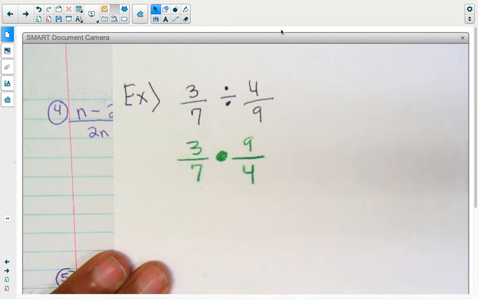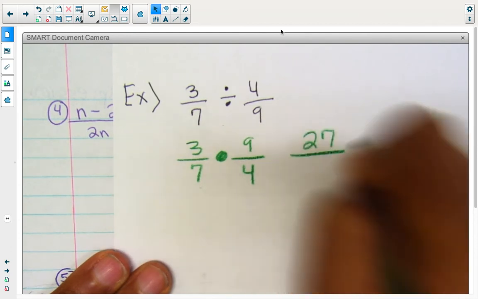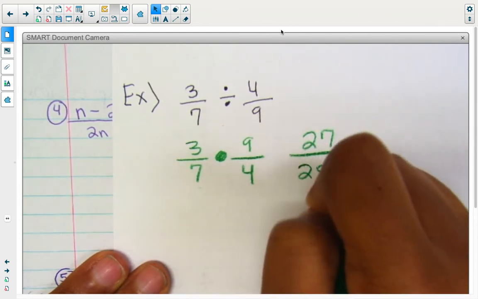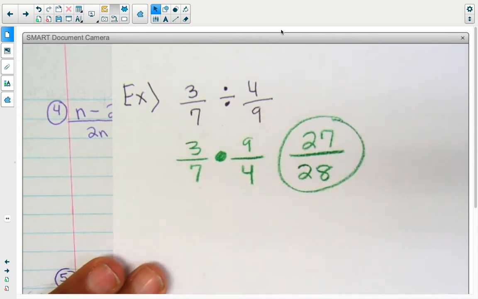Now it's a multiplication problem that we can multiply. 3 times 9 is 27. 7 times 4 is 28. If you could reduce it, you would, but I cannot reduce this, so that is my final answer.